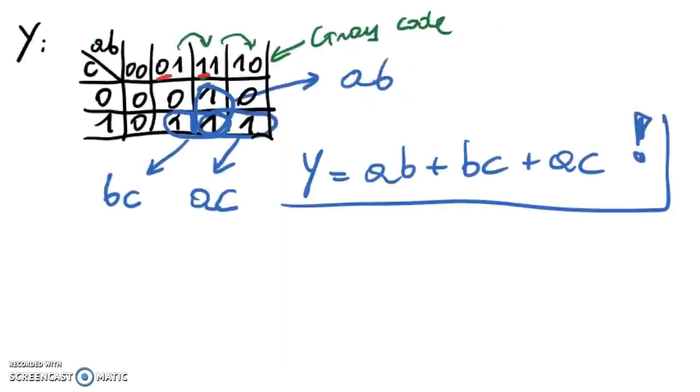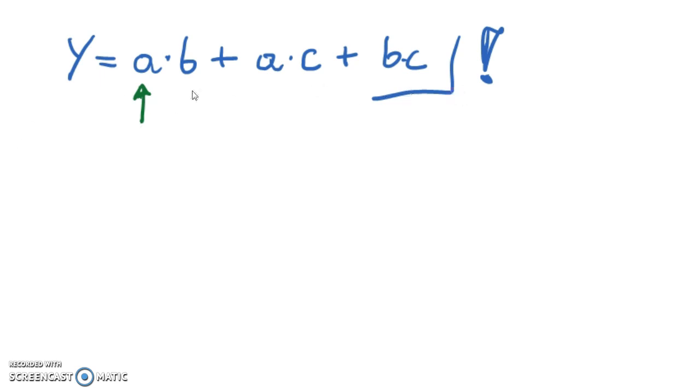But in general, Karnaugh map is simpler, because in many cases it is not very simple to derive the expression just from thinking about the problem, just from your brain, from your mind. So thank you.